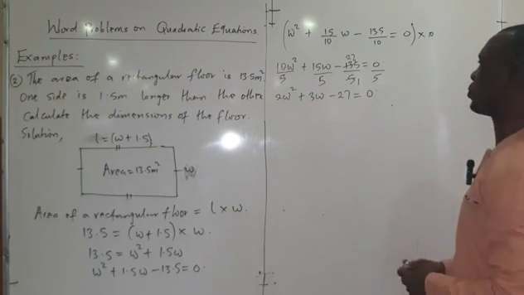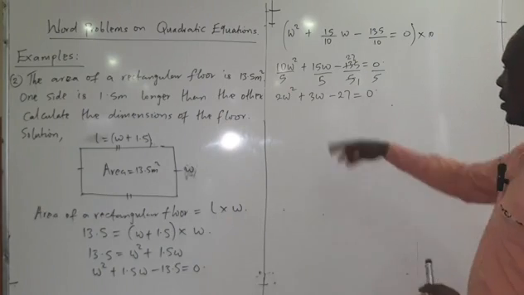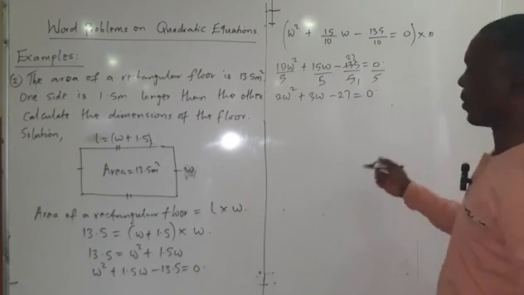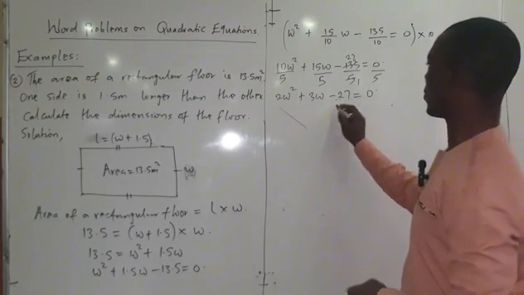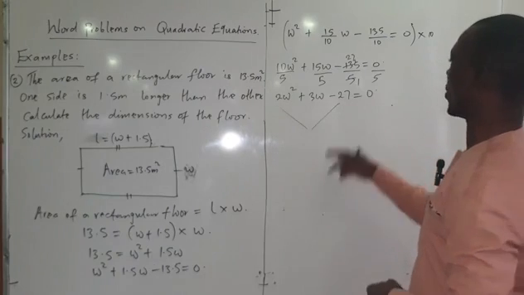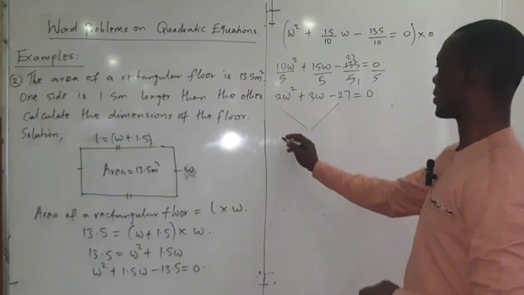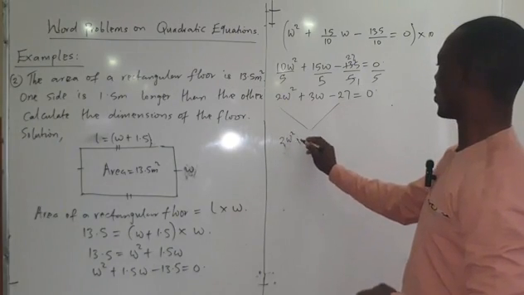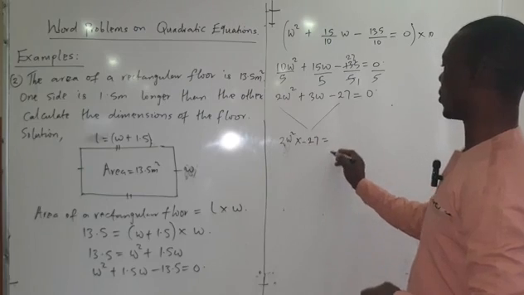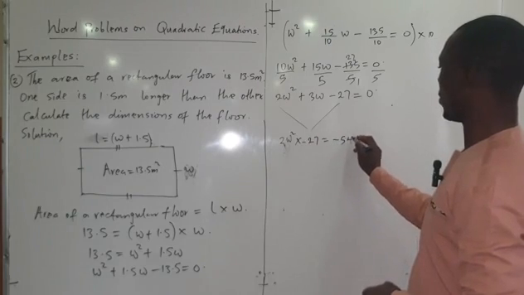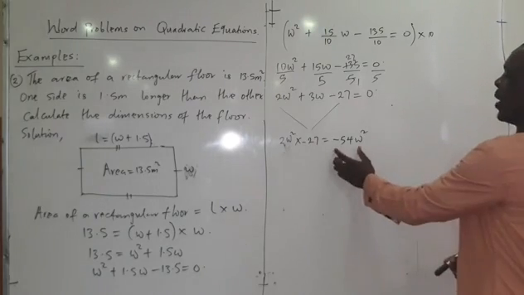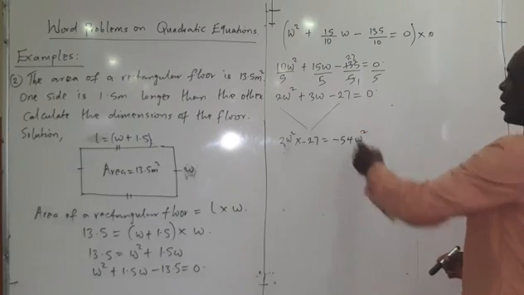So we now have 2W squared plus 3W minus 27 equals 0. So we are going to factorize as well. We now have 2W squared multiplied by 27, that is, 2W squared multiplied by minus 27 gives us minus 54W squared. So we now look for two factors of minus 54W squared that will add up to 3.